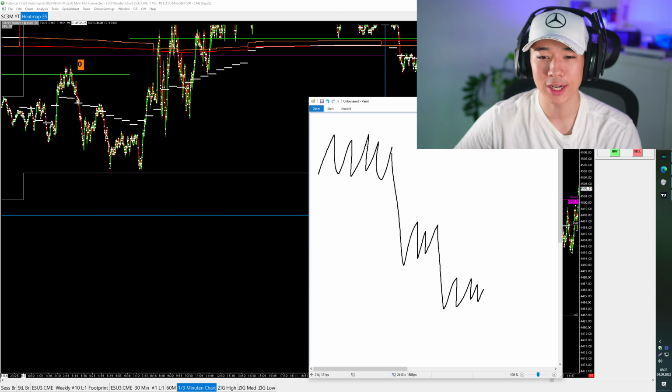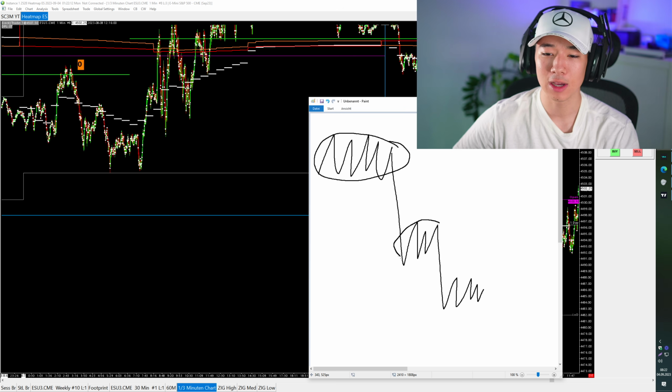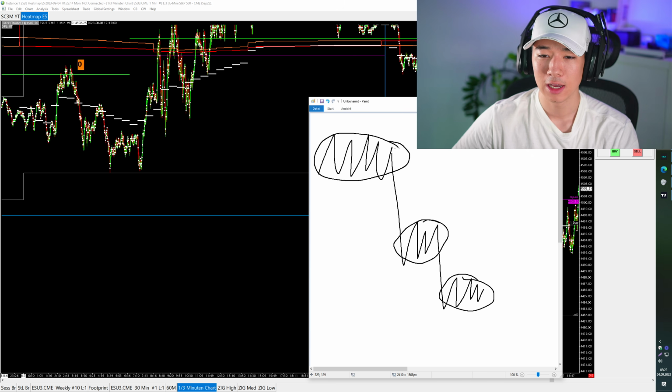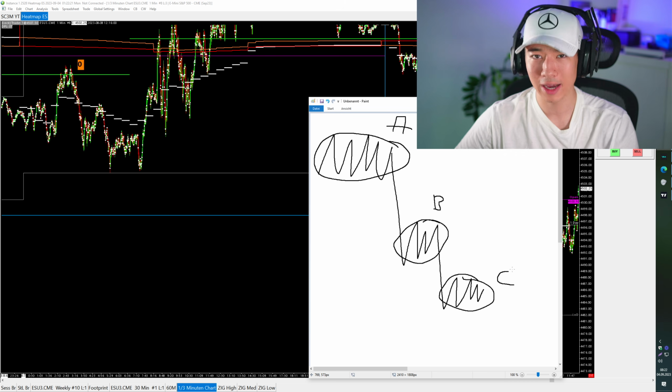When having these contraction phases, I always have the rule that each contraction phase is like a city. Just imagine it is like a city. This is contraction phase A, B, and C. I'll show you how I read this in the market, and it works out very well for me.